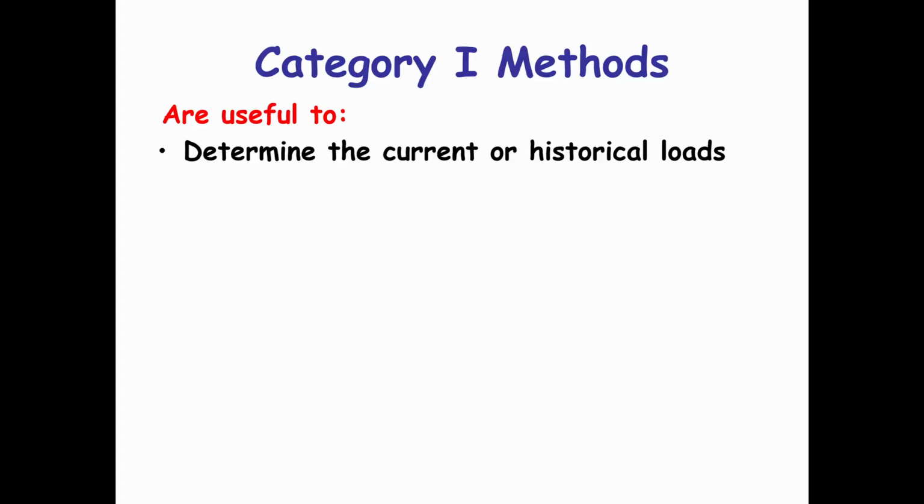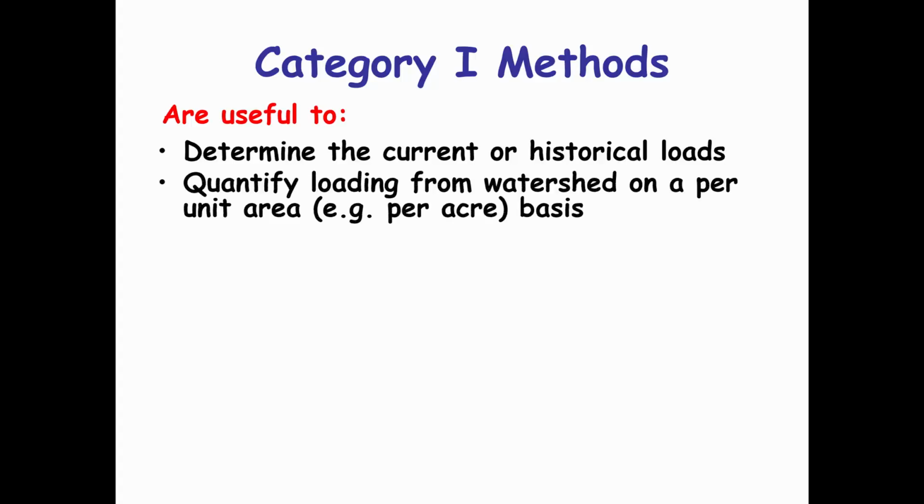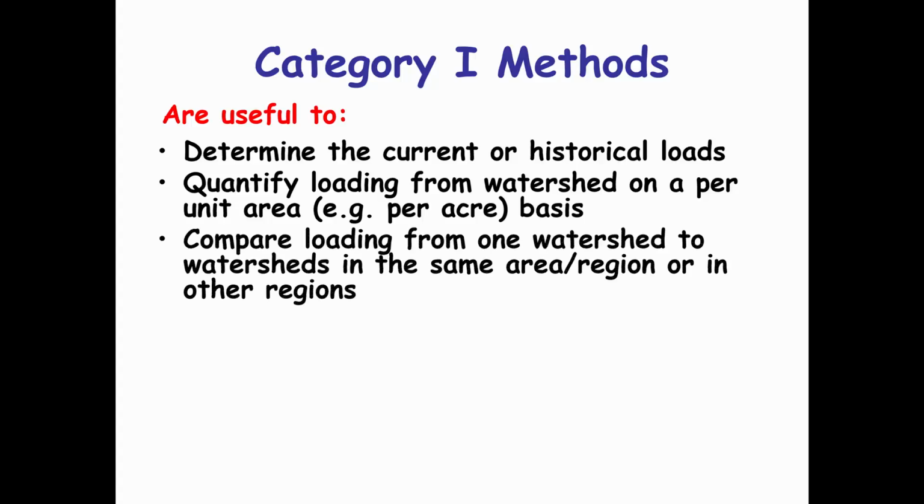They're not methods that can be used to predict future conditions. These can be used to quantify loading from a watershed. They can be expressed in units on a per area basis, so per acre, per hectare, per square mile. Usually it'd be per acre or per hectare. You can take these results from a particular watershed and compare them to what is found for other watersheds in the same region, or even other watersheds in other locations around the world.